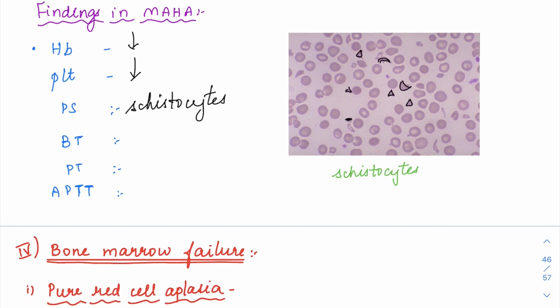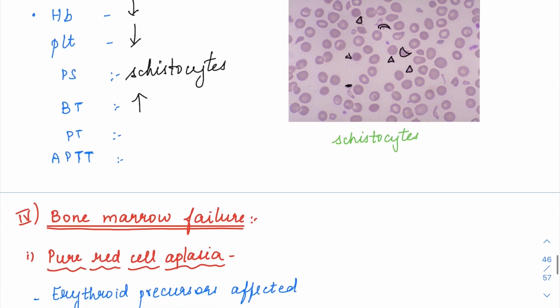So when platelets are down, so platelet count is down, obviously the BT will be elevated. So bleeding time is going to be elevated. And if you see the PT and APTT here, it is going to be normal.